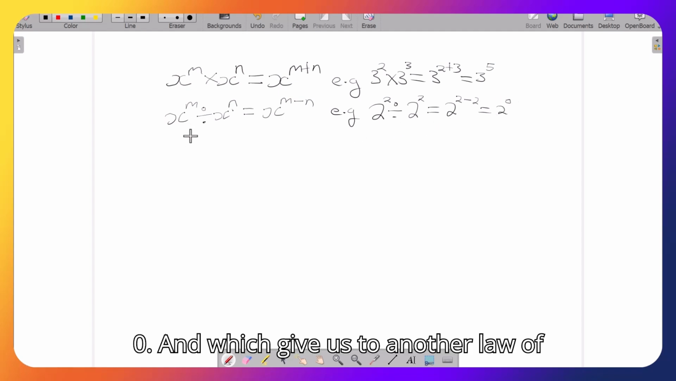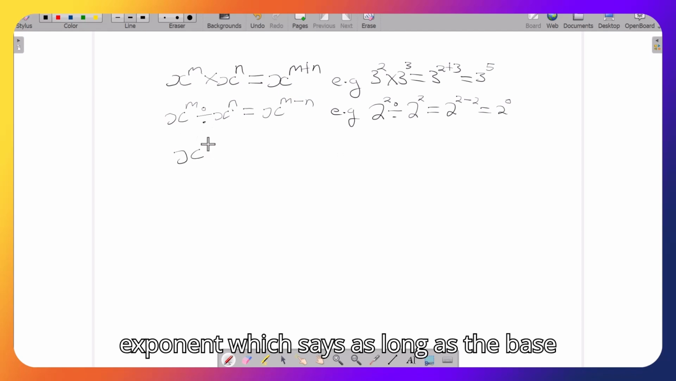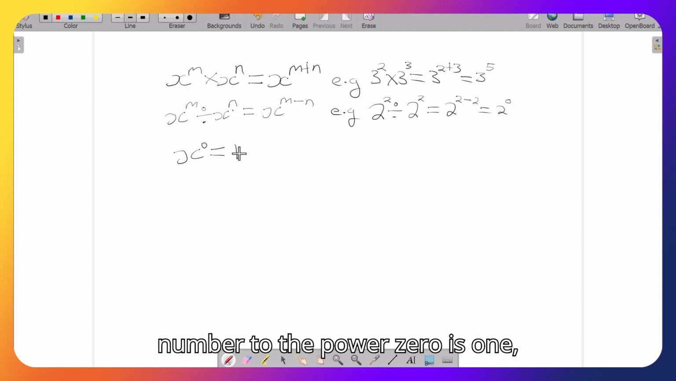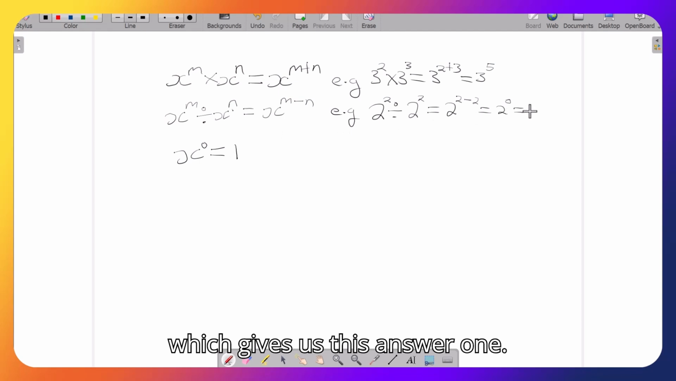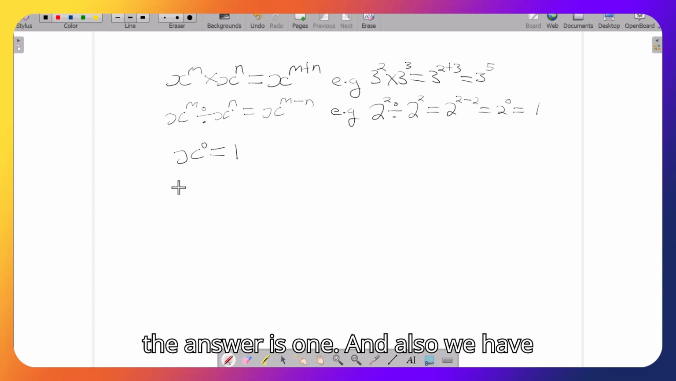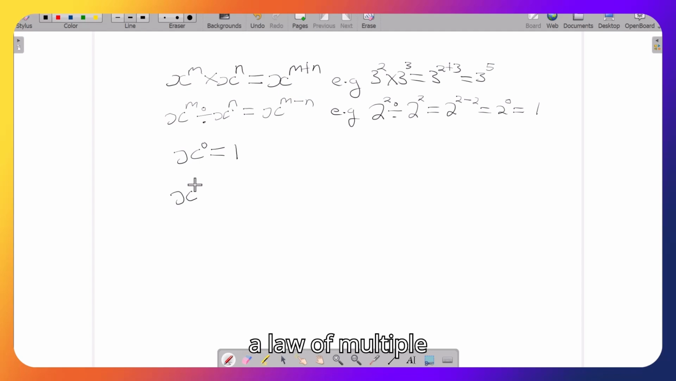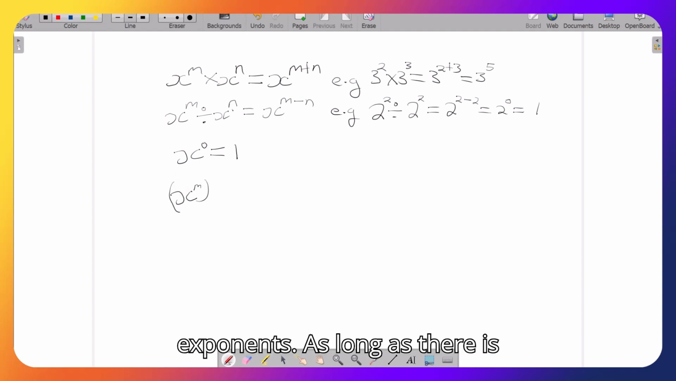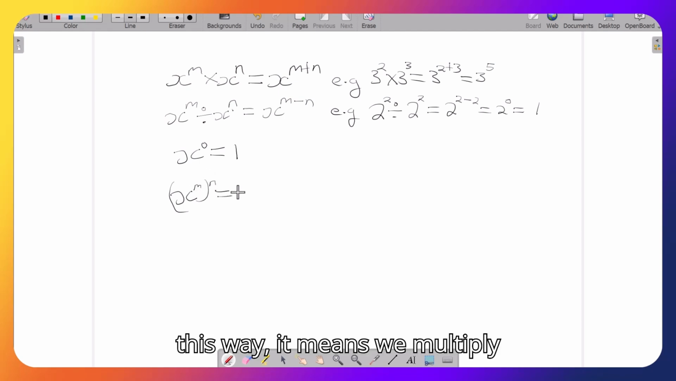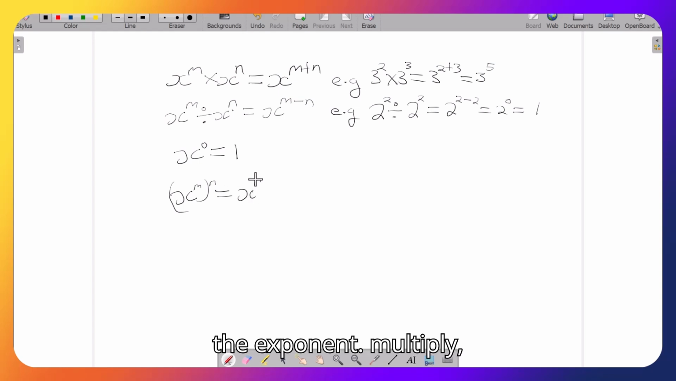And which gives us another law of exponent, which says as long as the base has a power 0, any number to the power 0 is 1, which gives us this answer 1. Any base with a power 0, the answer is 1. And also we have a law of multiple exponent. As long as there is an exponent which looks this way, it means we multiply the exponent.